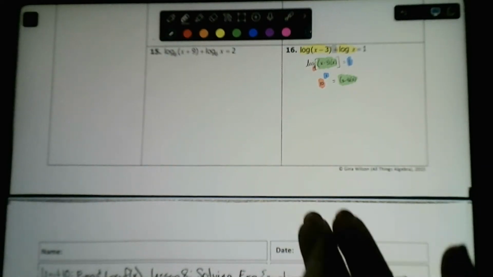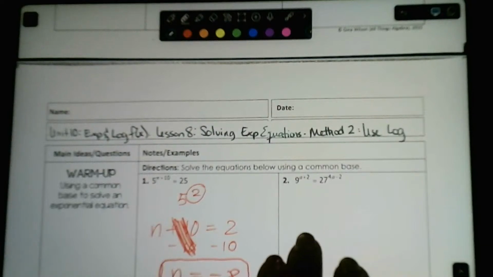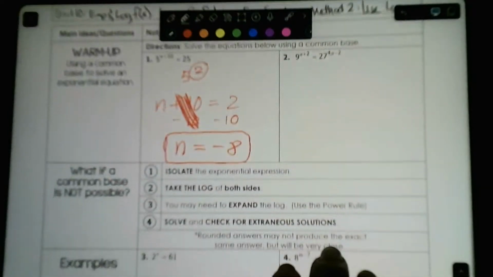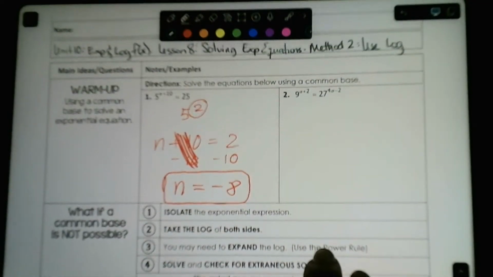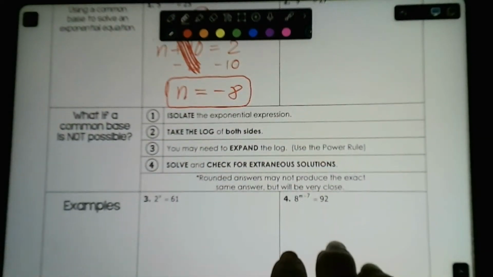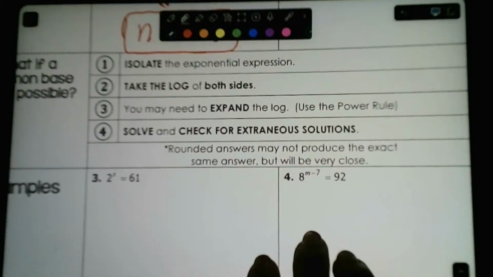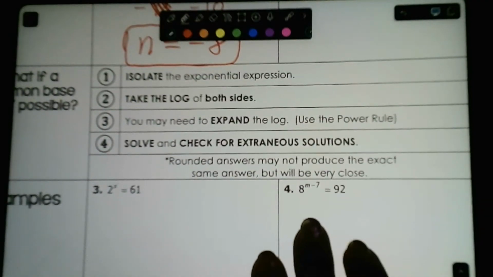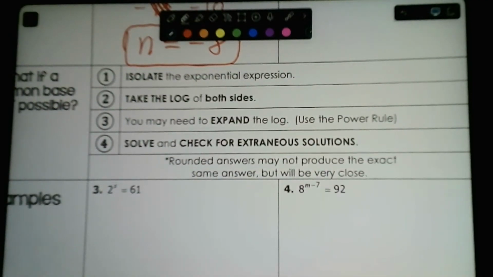All right. We're closing up. We're going to solve some exponential equations. Method number 2. Hi, guys. We're going to use logarithms to solve this. So we're going to isolate the thing that has the variable in the exponent, get it all by itself. Then we're going to take the log of both sides to turn it into a logarithm. And we may need to expand the logarithm in order to solve that log equation that we're creating.